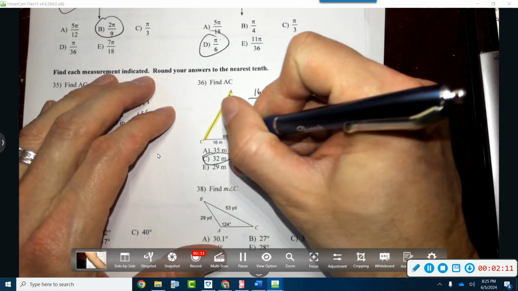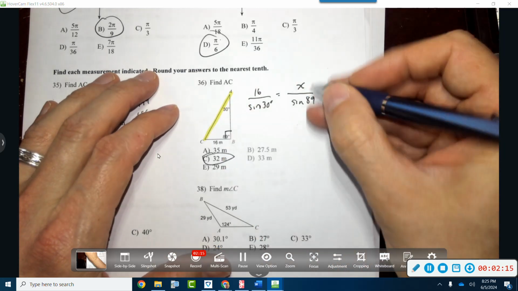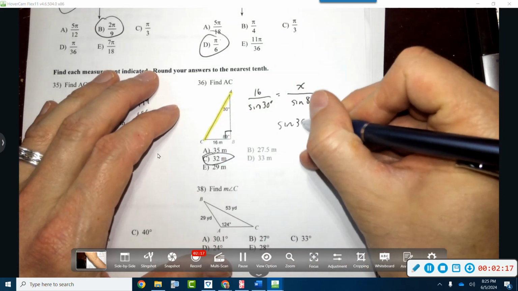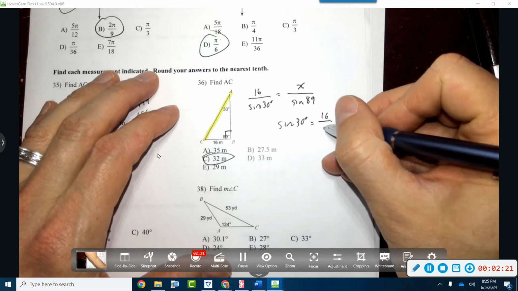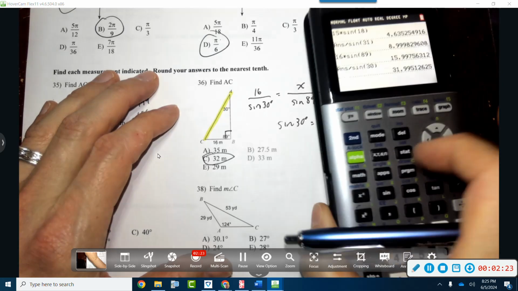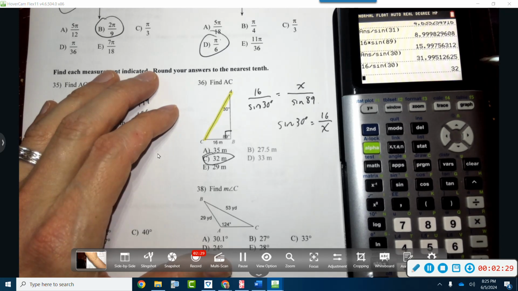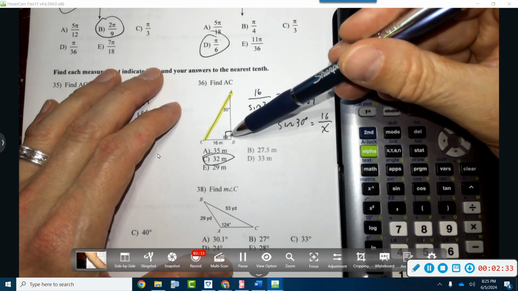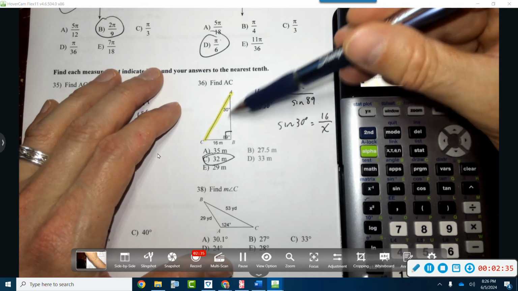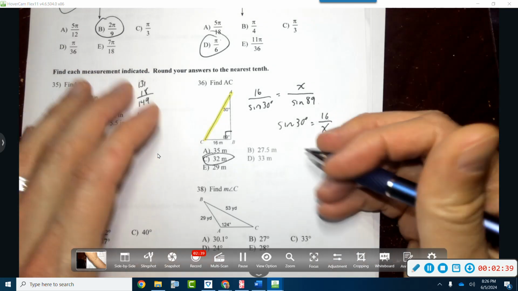But let's just pretend that that was a right angle. Let's see how close that was. It would be O over H, so the sine of 30 would be O over H, 16 over the x. So now if we just did 16 divided by the sine of 30, we'd get 32. So if we just pretended that was 90 degrees, we were so close, you could just use sine. So yeah, there you go.